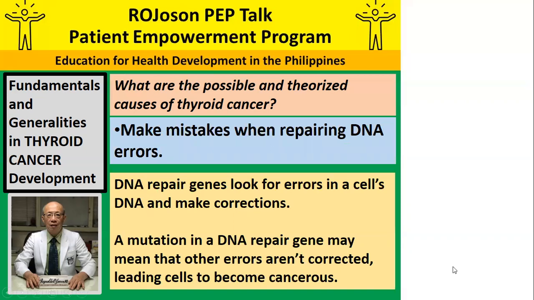Lastly, a cell makes mistakes when repairing DNA errors. DNA repair genes look for errors in the cell's DNA to make corrections. A mutation in the DNA repair gene may mean that the other errors are not corrected, leading cells to become cancerous.